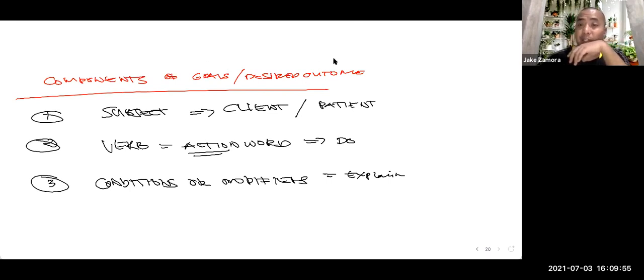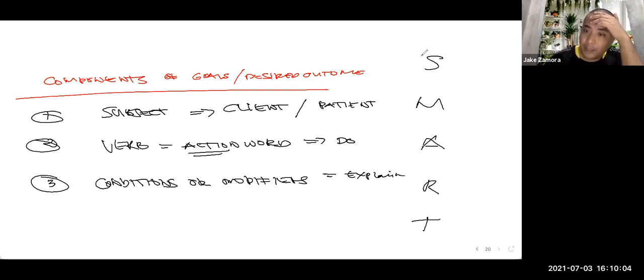But when you actually create your goals, you should always consider that it should be SMART. Okay? Now, what is SMART? It should be specific, meaning there is a clear understanding on what the patient will need to do, or what the client needs to do. It should also be measurable.